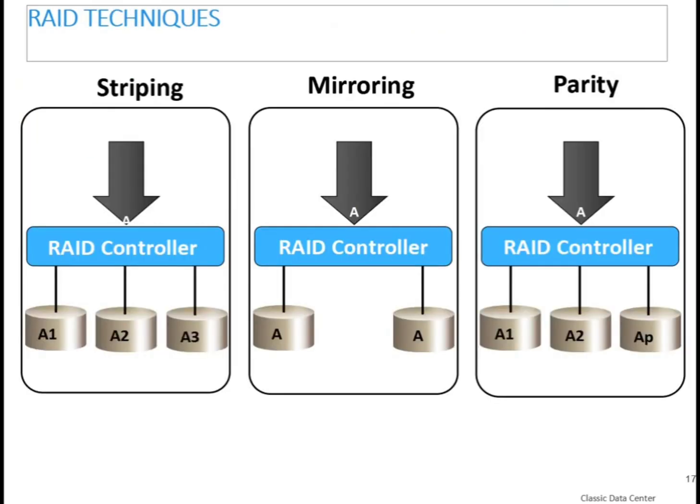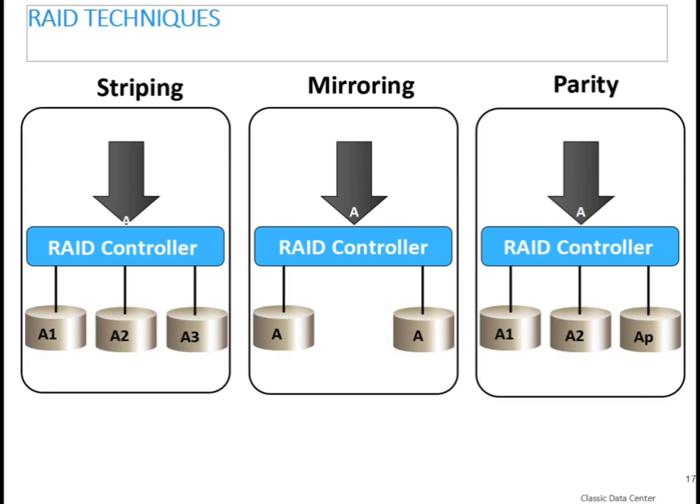Striping is a technique of spreading data across multiple drives in order to use the drives in parallel. All read-write heads work simultaneously. This allows more data to be processed in a shorter time. Consequently, performance increases when compared to retrieving data to or from one disk at a time.